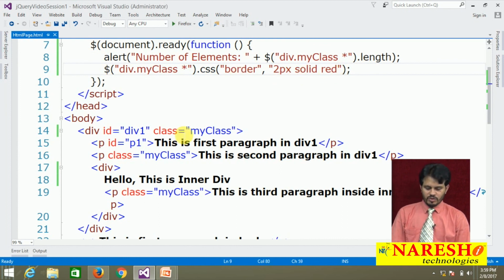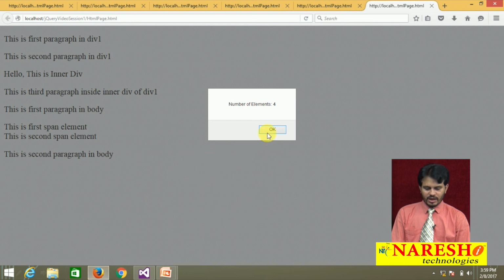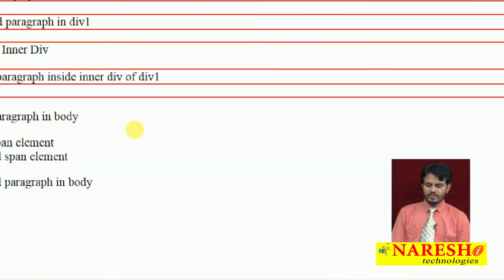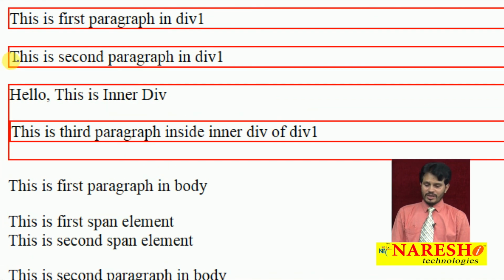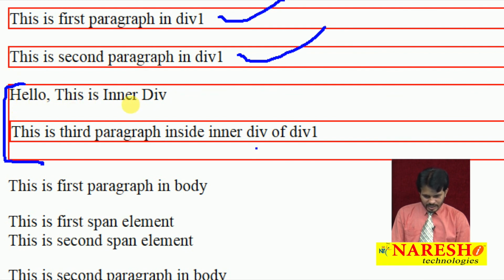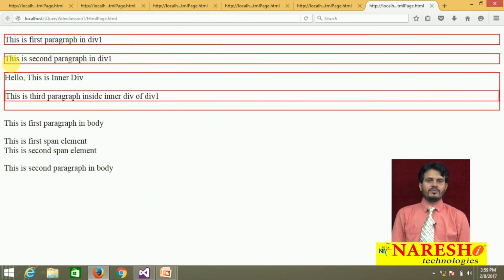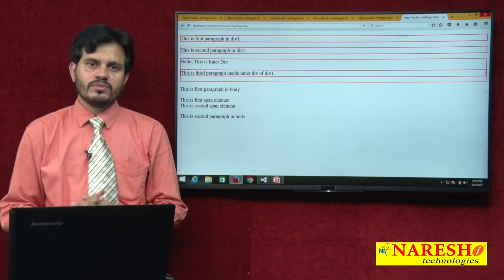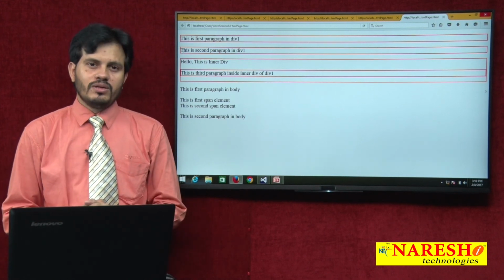So save it, come back, click on OK. You can see that 4 borders appear. Yes, this is the first border. This is the second border, and this is the outer border, from here to here is outer 3, and inside this one element, a border is applied, which is 4. So how many elements are selected with the border? 4 elements.